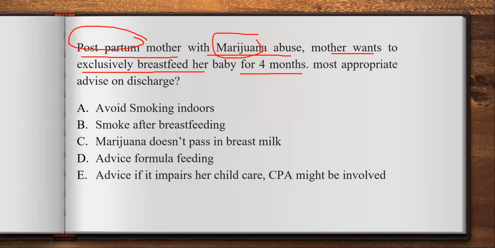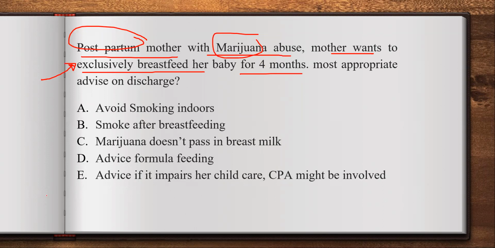Okay, now in this patient, remember one thing, marijuana can pass through the breast milk. So someone having this marijuana abuse, and if she cannot quit, then she cannot breastfeed her baby. So that's really important to understand, that the mother wants to exclusively breastfeed her baby for 4 months. Her main concern is breastfeeding. Okay, and they're asking what is the most appropriate advice on discharge. About the breastfeeding, what can you advise?